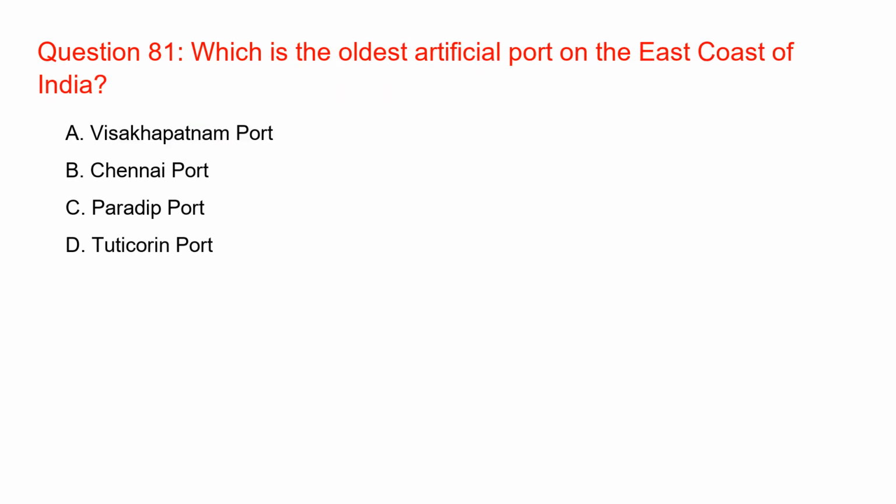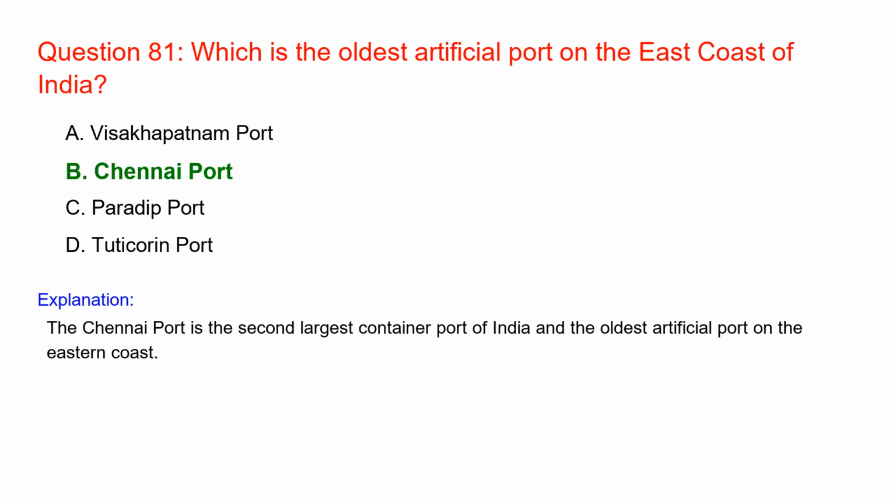Which is the oldest artificial port on the east coast of India? Chennai Port. The Chennai port is the second largest container port of India and the oldest artificial port on the eastern coast.